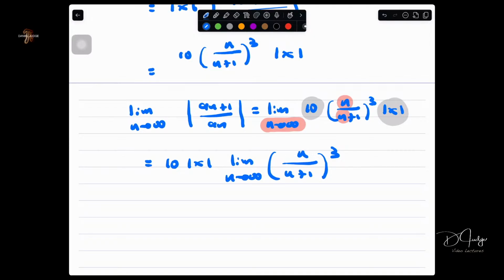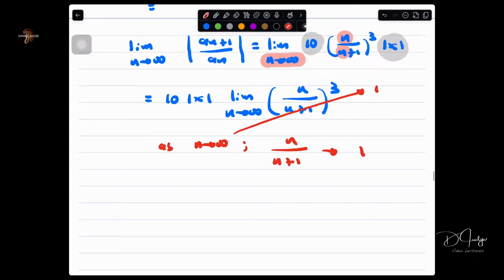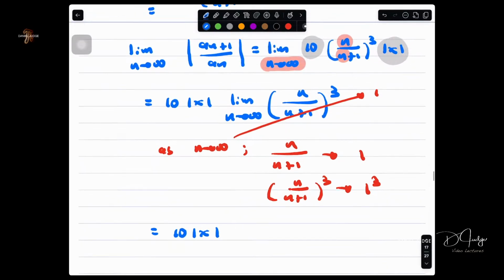All right. So this portion goes to 1 because as n gets big, n over n plus 1 goes to 1, and you're really going to cube that portion. 1 cubed is 1, so this limit is 1. So we have 10 times the absolute value of x.